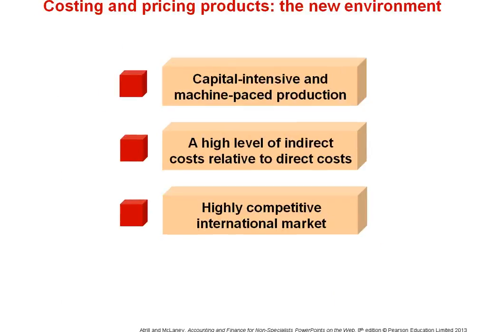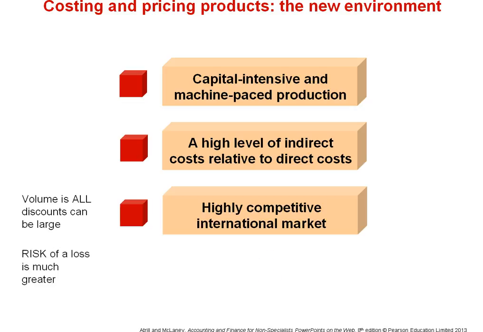Right, okay, let's look at the new environment, the new world, as it were, the brave new world. Capital intensive machine-based production, yep. High level of indirect costs relative to direct costs, yep. Highly competitive international market. And as we saw, volume is everything. And to get volume, you may have to go for big discounts. So, that is the problem when we're allocating fixed costs.